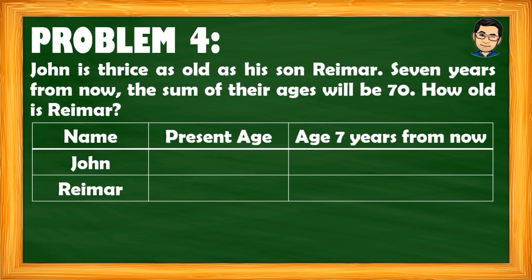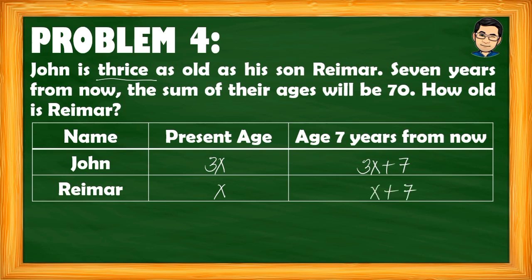So, sa present age natin, based sa given problem, John is thrice as old. So, ibig sabihin, 3 beses ang tanda ni John kay Reimar, yung anak niya. So, magiging 3x, and then si Reimar, x lang. And then 7 years from now, the sum of their ages will be 70. So, ibig sabihin, yung present age nila, mag-add tayo ng 7. So, 3x plus 7. And then, yung kay Reimar naman, mag-add din tayo ng 7.